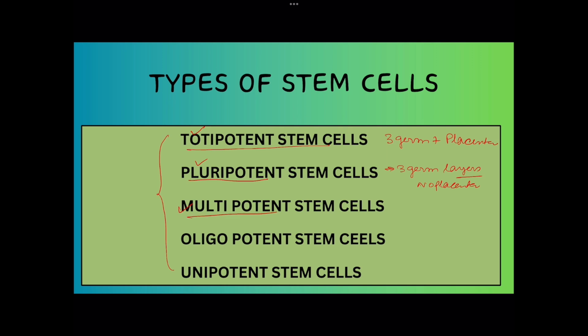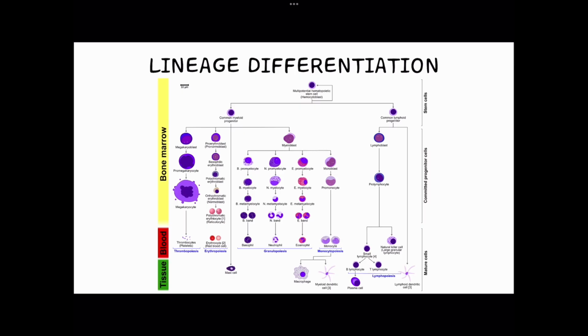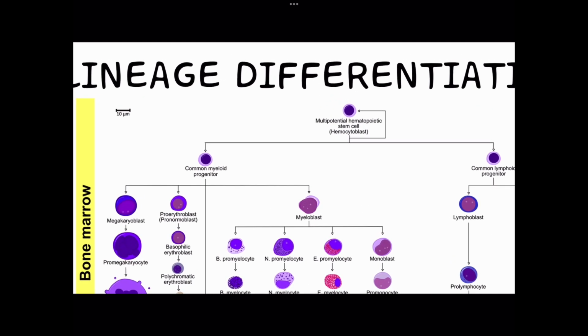Multipotent means multiple related cell lines. Oligopotent means a limited number of related cells. Unipotent means only one type of cell but retains its regenerative potential. So depending on this, the cells can be differentiated into multiple types. The hematopoietic stem cell is a multipotent stem cell.